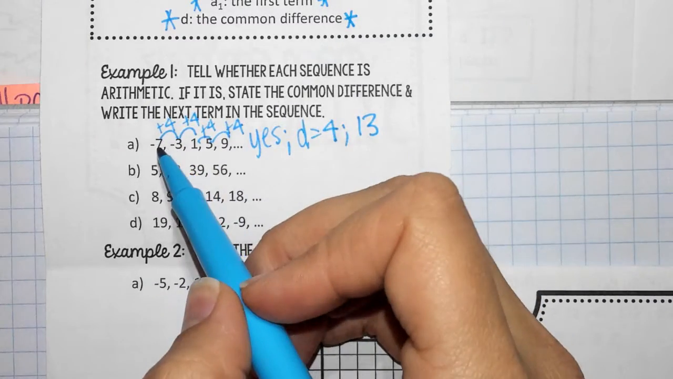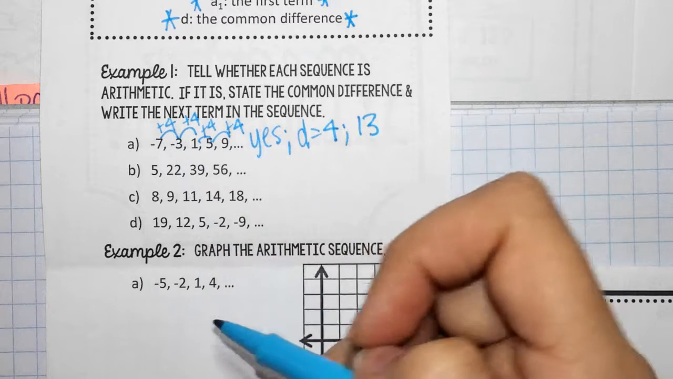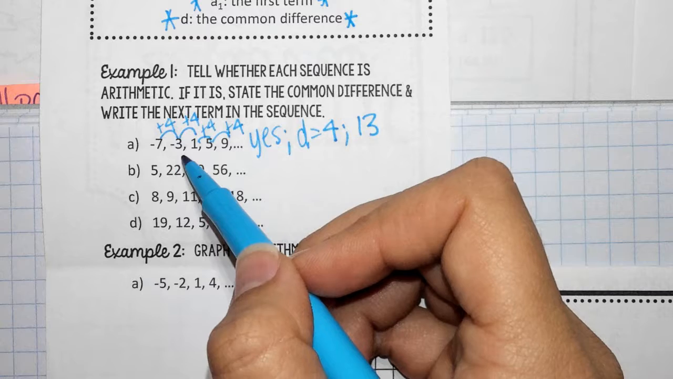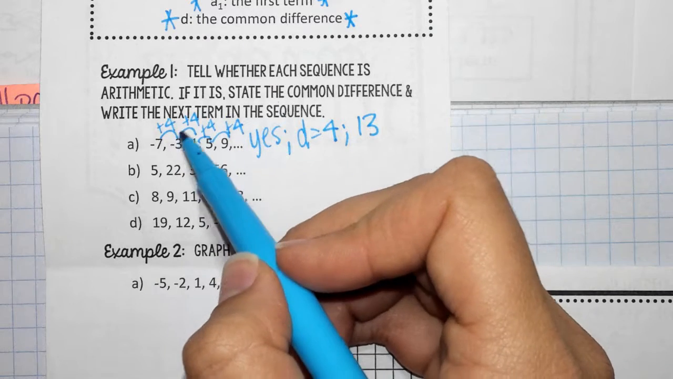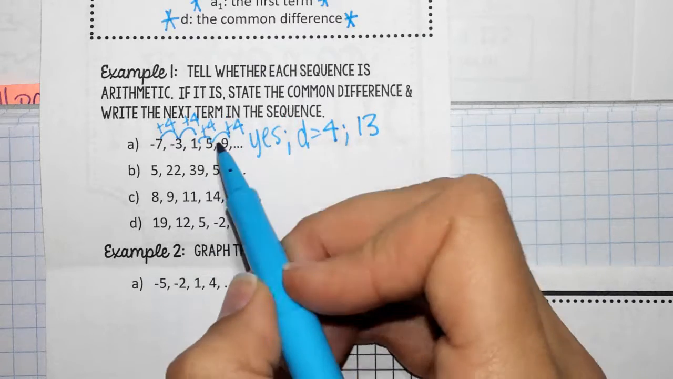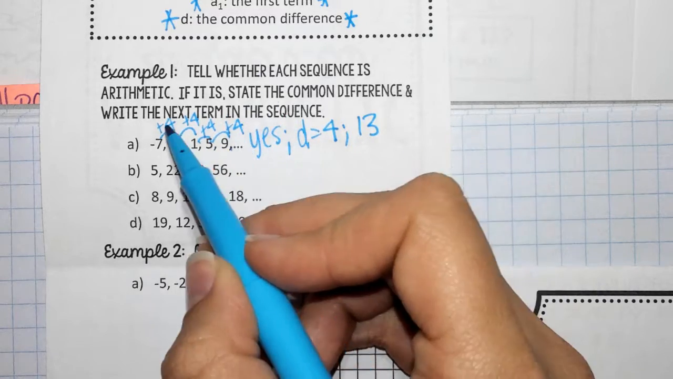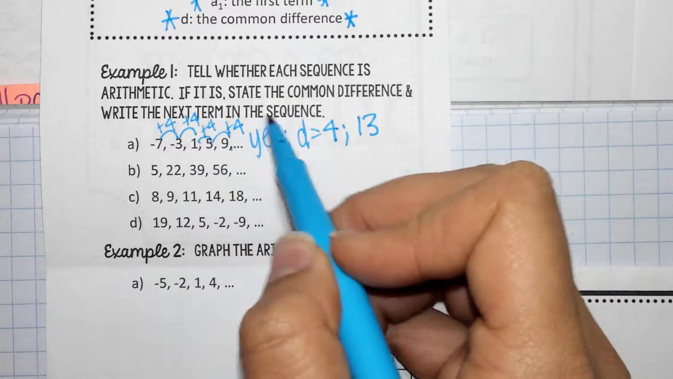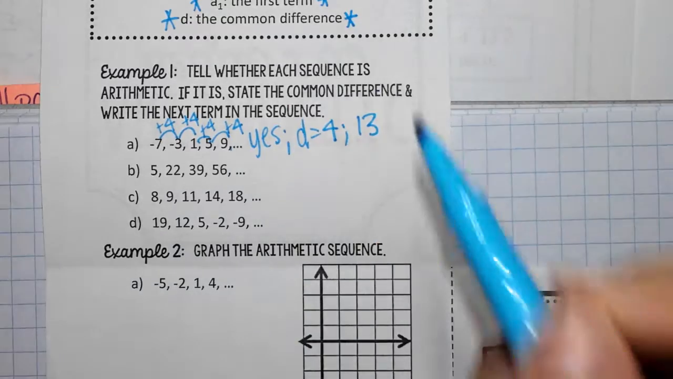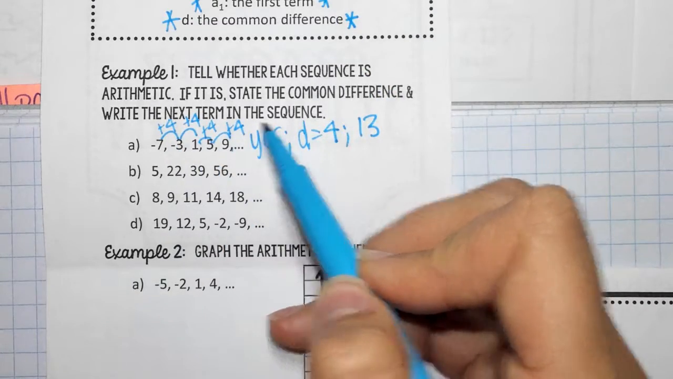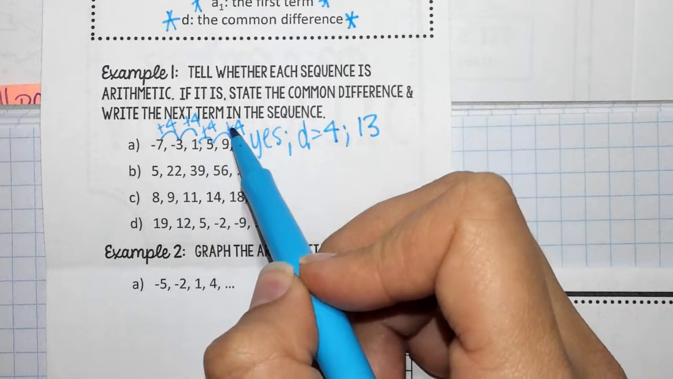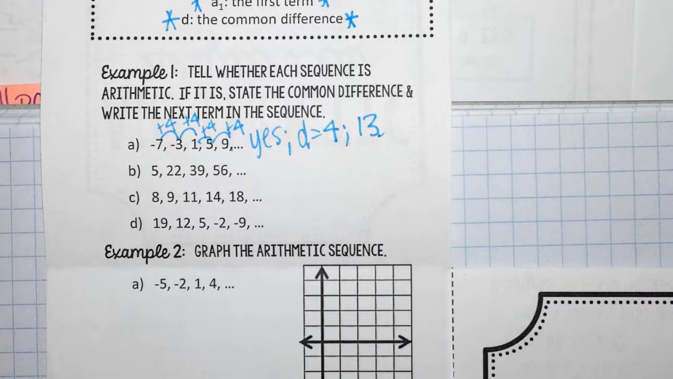So first, we saw that to get from negative 7 to negative 3, you had to add 4. Okay. Does everybody see that part? Then to get from negative 3 to 1, you add 4. To get from 1 to 5, you add 4. To get from 5 to 9, you add 4. All of these are the same, so that makes it an arithmetic sequence. Now, the common difference is how much you increase or decrease each time. How much did we increase? So that's why it equals 4. Then, to get the next term in the sequence, you do 9 plus 4, and you get 13.